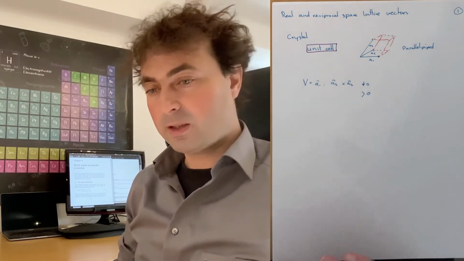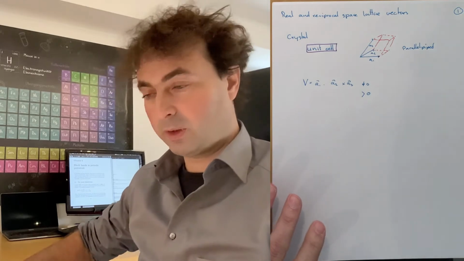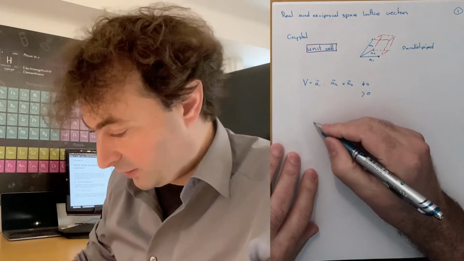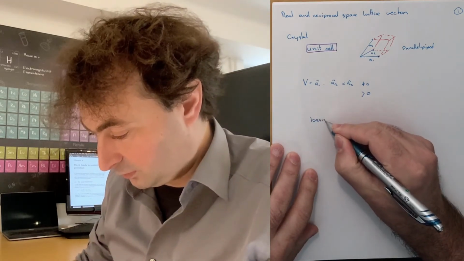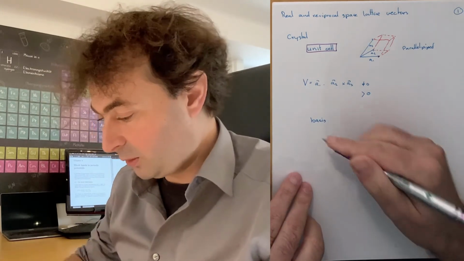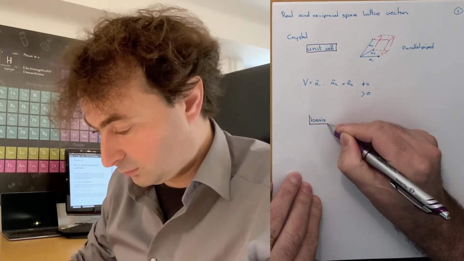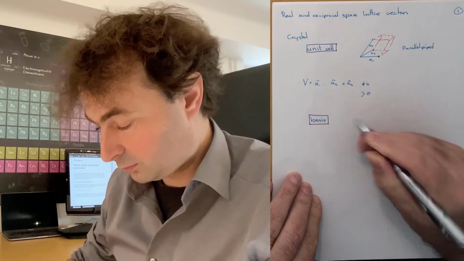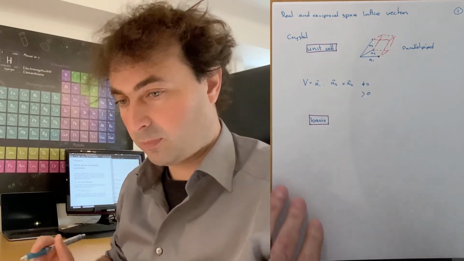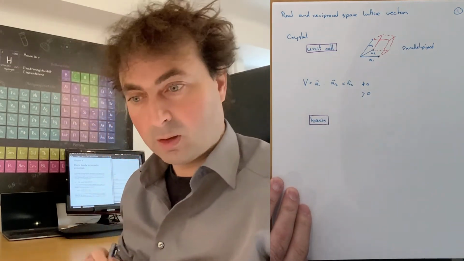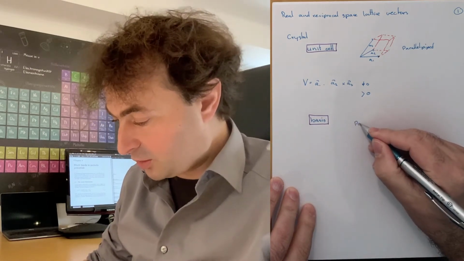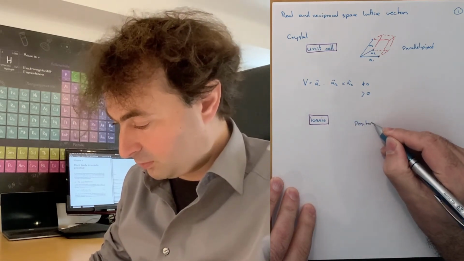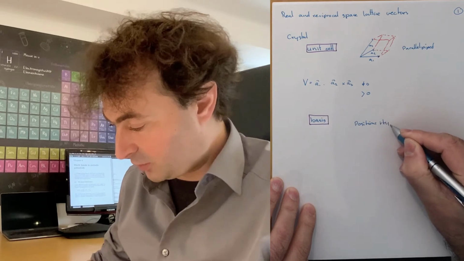Now within a unit cell, we can have one or more atoms, and this defines the basis that we have in our unit cell. So the basis is the positions plus types of atoms.